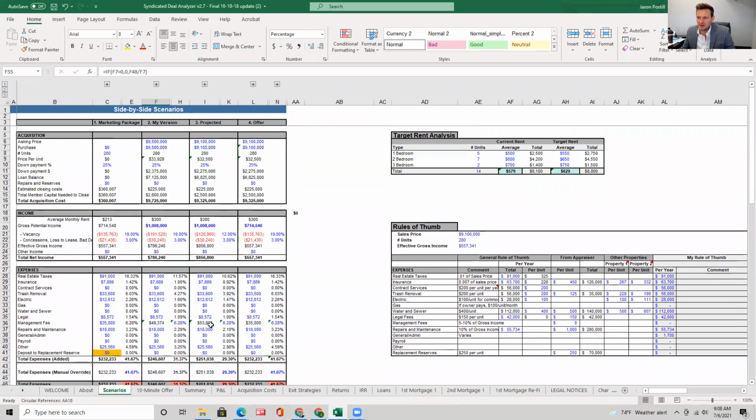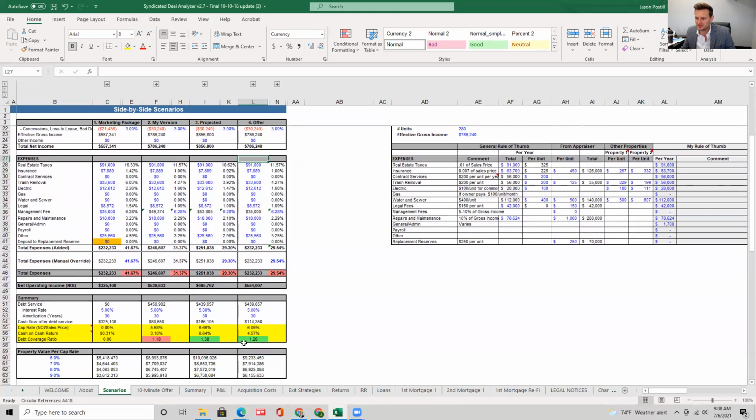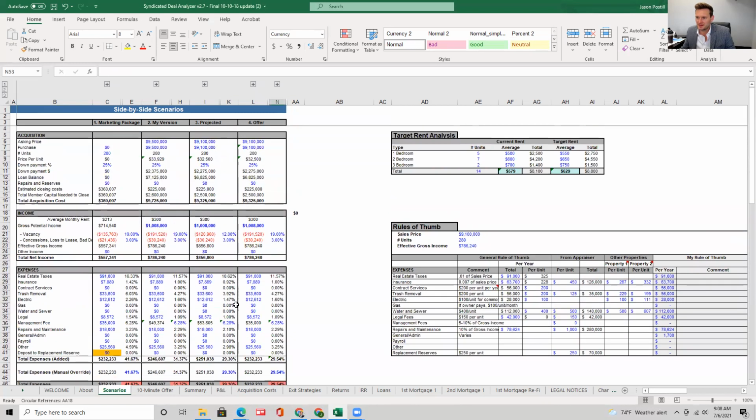So hope this helped. Oh, let me change this one. 1, 2, 3. These calculators are in there for you to download. So there's a 6 cap. Yeah, so this could be financeable. See, it's in green now for where the lender would lend.